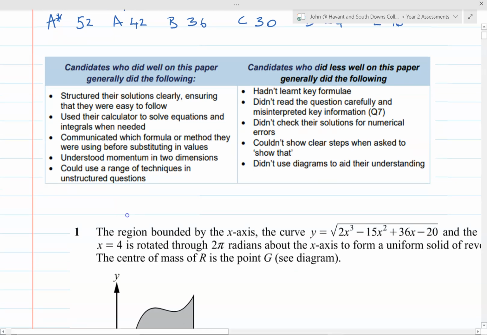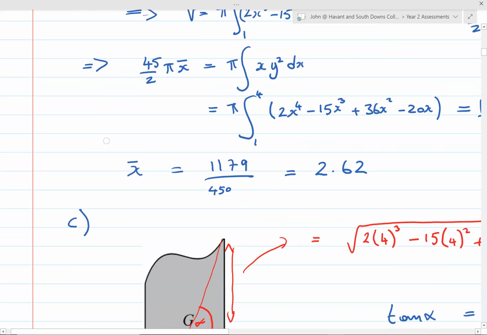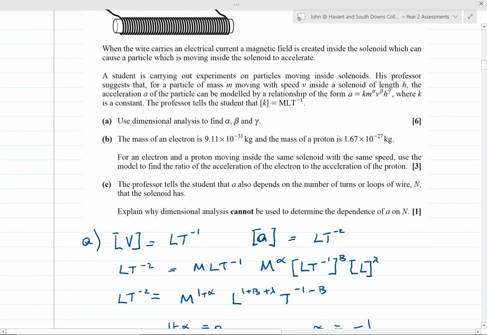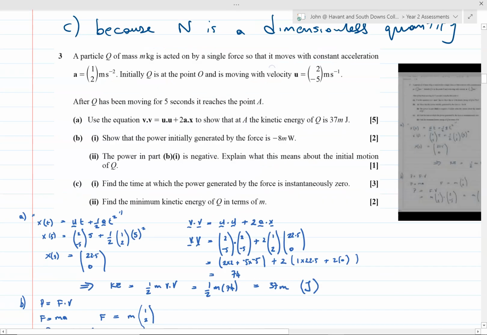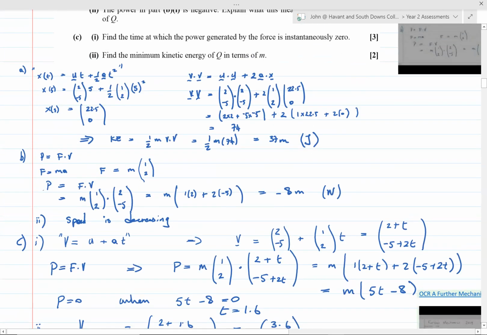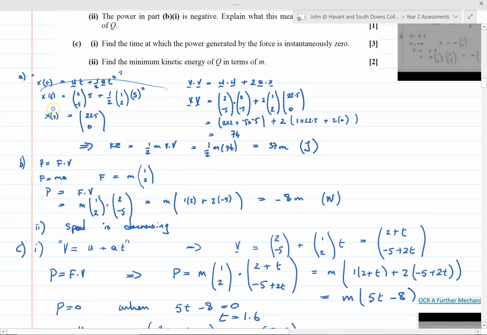Couldn't show clear steps when asked to show that. Again, I think the word couldn't is perhaps wrong; I'm sure the candidates did not appreciate the importance of showing the working when it said show that. So we needed to see that equation there, and we needed to see this here. Okay, let's leave it at that.